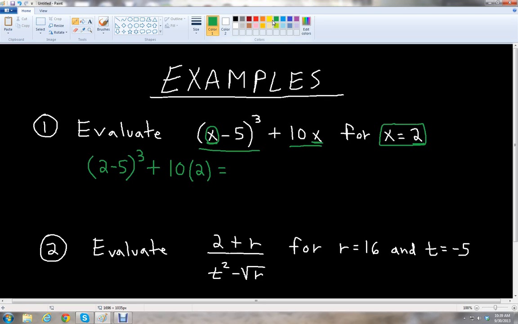so now the order of operations tells us to do the parentheses first, right? So we're going to do 2 minus 5, and we get negative 3 to the third power plus, and then the next thing to do is multiply 10 times 2, and that's going to be 20.